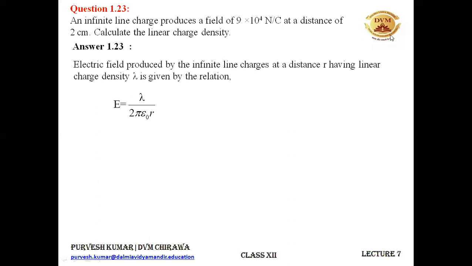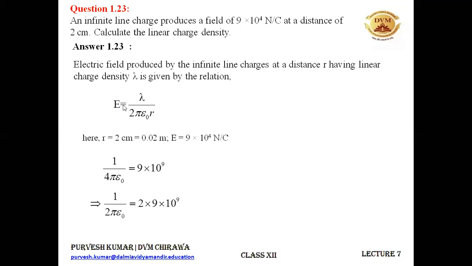Okay, let me take the question. So E equals lambda upon 2 pi epsilon naught r. The value of lambda we need to find. So lambda becomes E multiplied by 2 pi epsilon naught into r. All right. So r is your distance, 2 centimeters they have given. So convert it into meters, 0.02 meter. The value of the electric field is 9 into 10 to the power 4 Newton per Coulomb, given in the question.